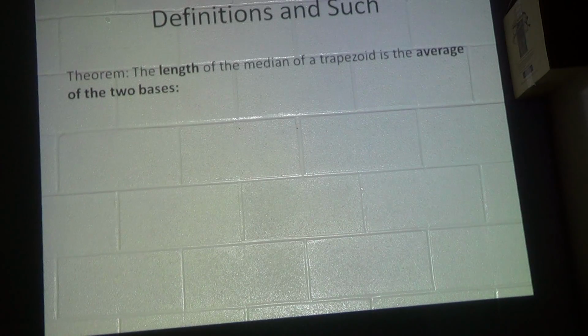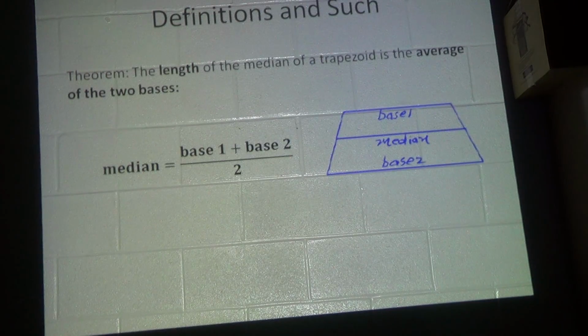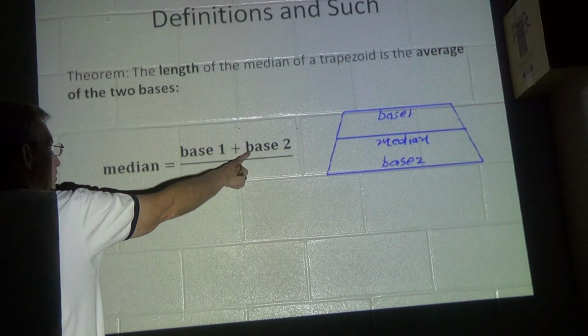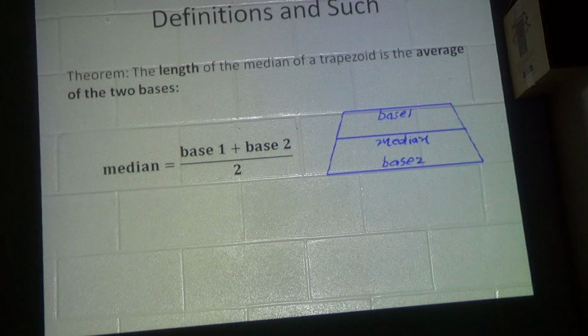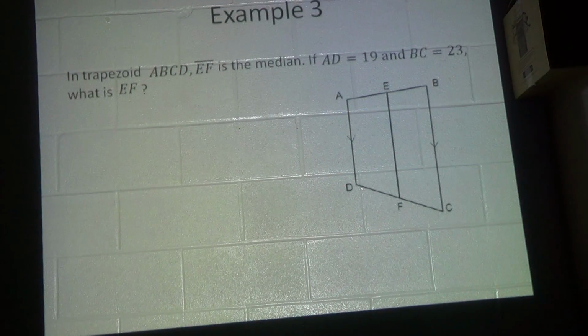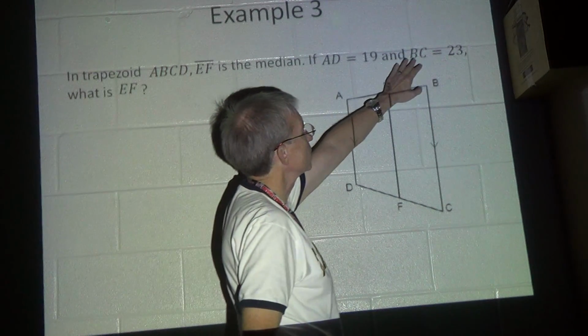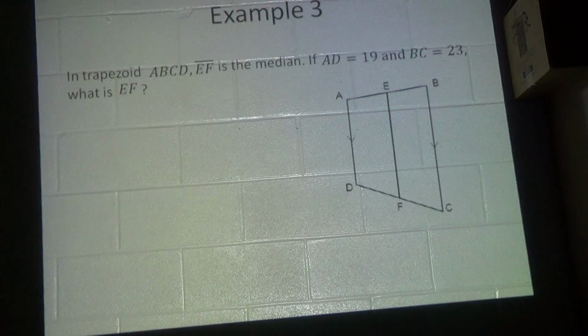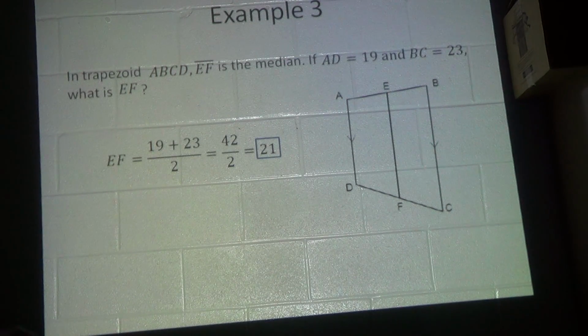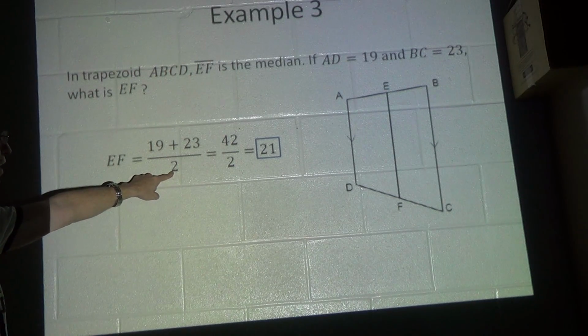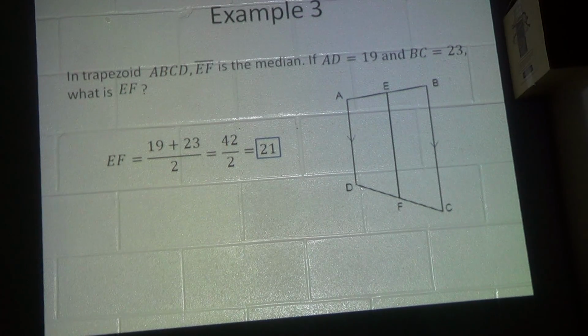Okay, some more definitions. The length of the median of a trapezoid is the average of the two bases. So if I take the two base lengths, add those together and divide by 2, that will give me the length of the median. Okay, so in this trapezoid ABCD, EF is the median. If AD is 19 and BC is 23, they want you to find EF. Like we just said, you take the length of both bases, add them together and divide by 2. So EF is equal to 19 plus 23 divided by 2, which is 42 divided by 2, which is 21.